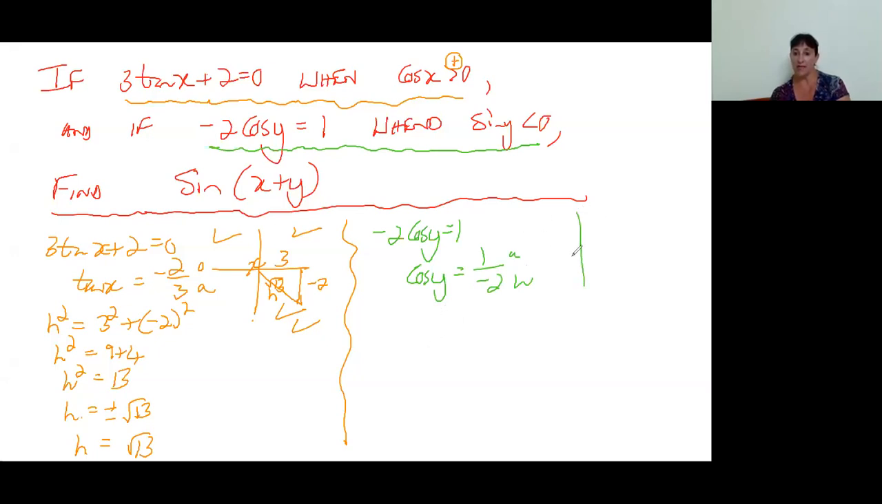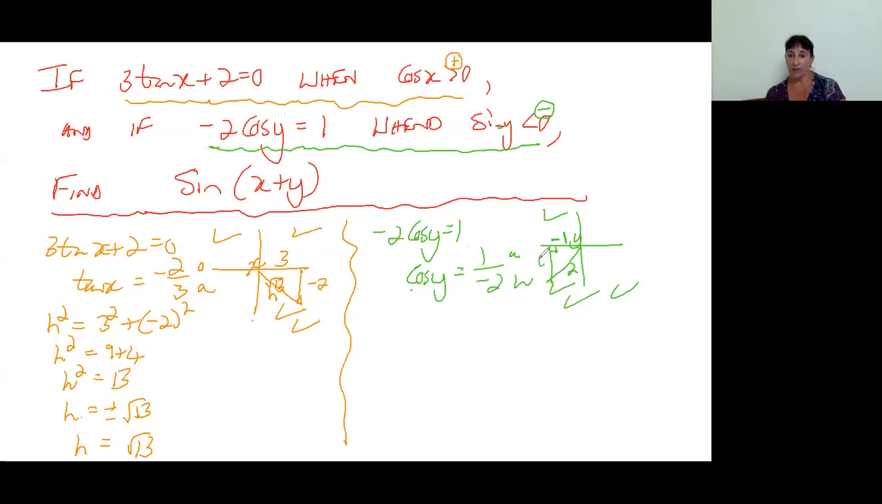Right, so if I draw my sketch, cos is negative here, and sine is negative here. So I'm talking about this quadrant, where that is my angle y. Adjacent over hypotenuse is 1, but it's negative 1, and the hypotenuse is always positive. So I've put the minus with the 1. The hypotenuse is always positive.